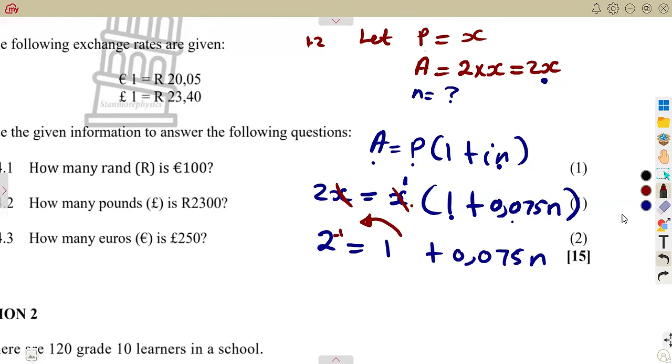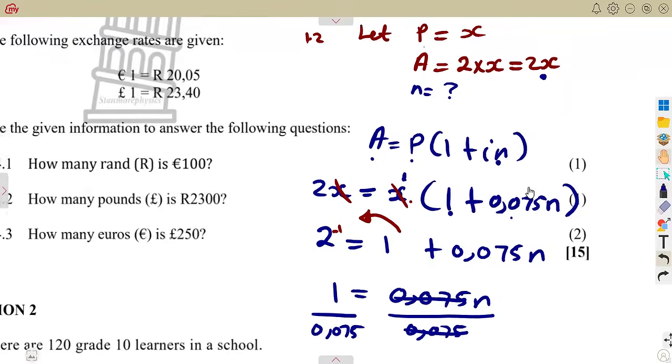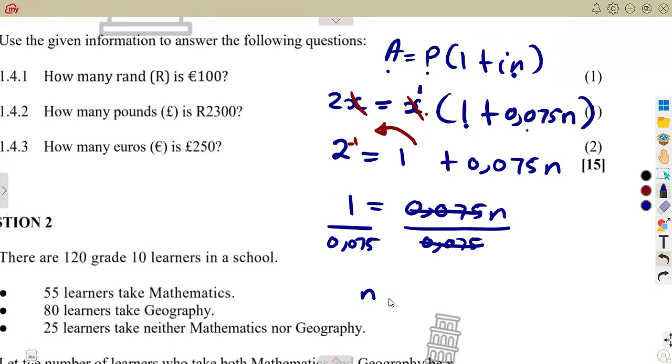So that's 2 minus 1, which is a 1, which is equal to 0.075n. You want to determine n, so simply divide by this decimal. You're going to divide by 0.075 on both sides, thus determining the value of n, representing the number of years. And that is going to be 13.33 to 2 decimal places, which is the number of years.